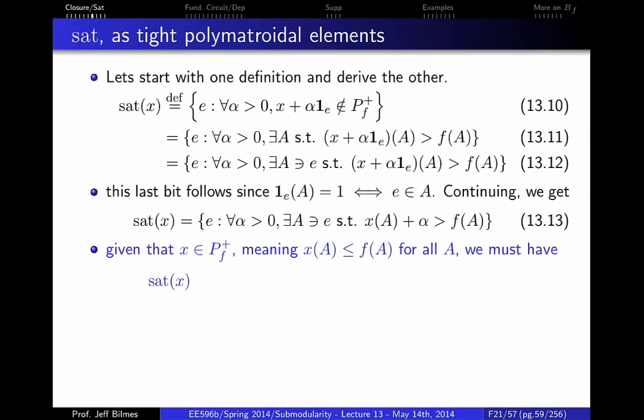If we take a look at this expression 13.13, it's saying it's the directions E such that for any alpha greater than 0, x of A plus alpha is strictly greater than f of A. So no matter how small alpha is, if we add any non-zero value to x of A, we're greater than f of A. So what is the only possible value of x of A that has that property? f of A. So we can get rid of the alpha and say that x of A has to equal f of A.